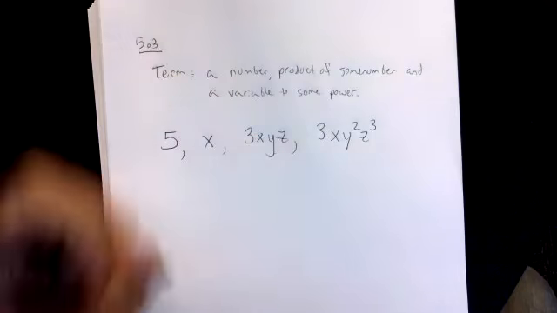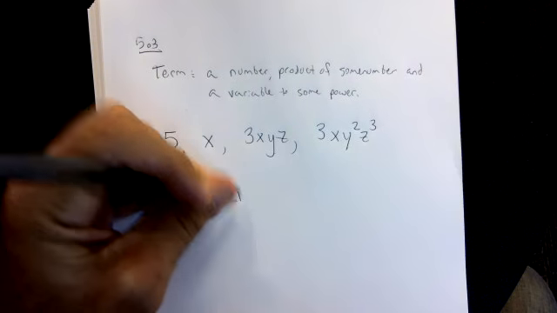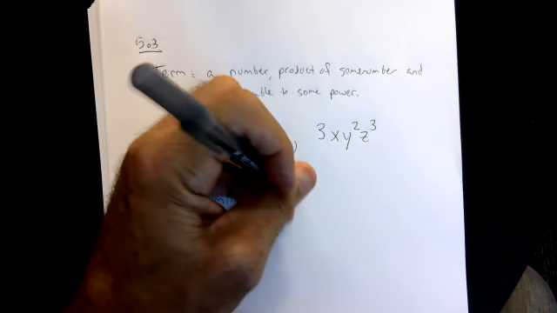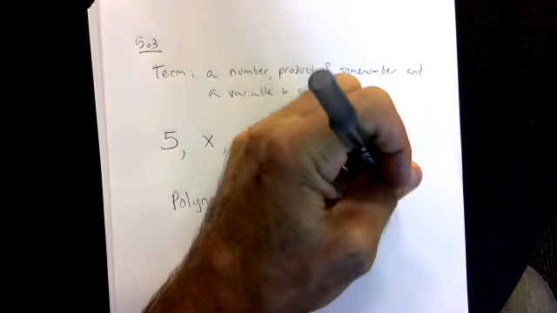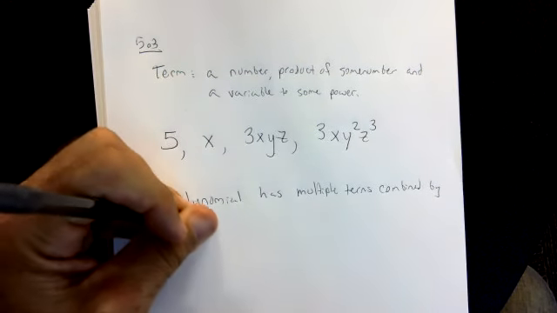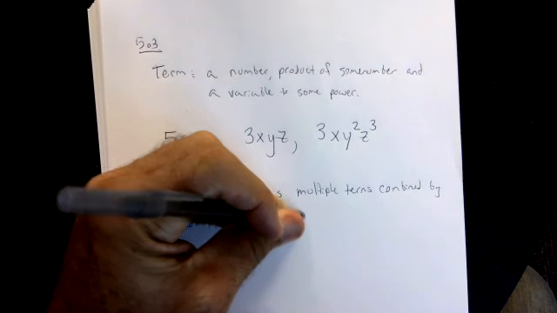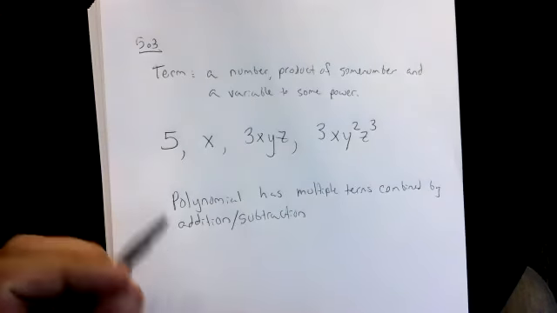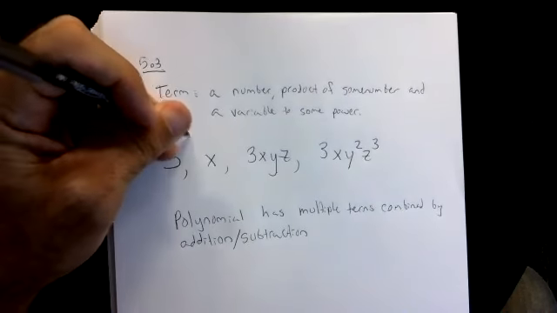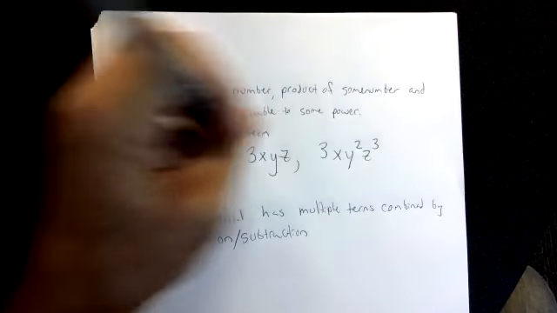And then if you have multiple terms, that makes up what is called a polynomial. So a polynomial has multiple terms combined by addition or subtraction. Subtraction is just adding the opposite. So a singular term like these could be referred to as a monomial. So a monomial is 1 term.